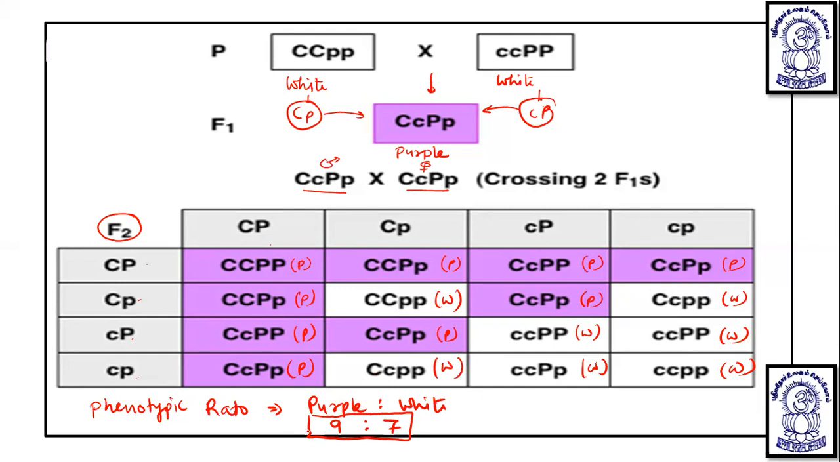But the phenotypic ratio changes. So in a dihybrid cross, what is the difference between two gene interaction and a dihybrid cross? In a dihybrid cross, two genes were there and two characters were there. But here, two different genes are there, like C and P, but the character is only one, that is the flower color in sweet pea. So this way, the phenotypic ratio changes, but the genotypic ratio remains the same.